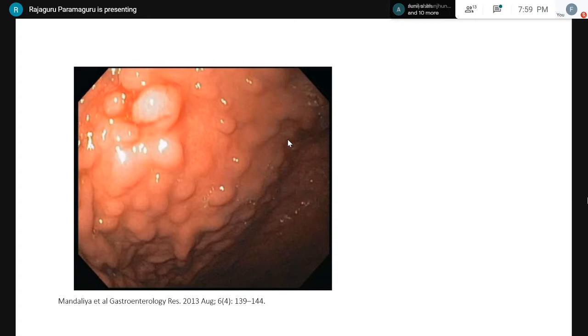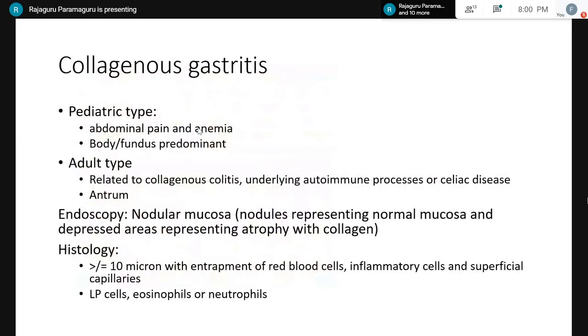The endoscopic appearance is typically nodular. So if someone says that there is a nodular appearance endoscopically, you can keep this in mind. But again, the nodules represent the normal mucosa, whereas the depressed areas in between represent the atrophied areas with subepithelial collagen deposition. There are two types, the pediatric and the adult types. The pediatric type involves the fundus and the body, whereas the adult type involves the antrum. The pathogenesis is not clearly known. It might be related to some autoimmune process or celiac disease is what they are saying. And in the histology, the subepithelial collagen should be more than or equal to 10 microns.